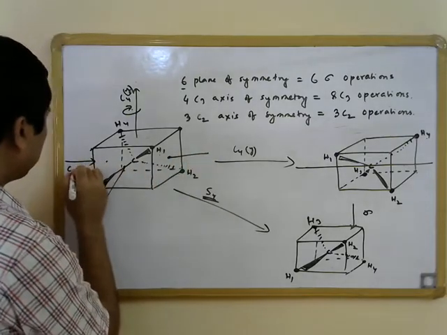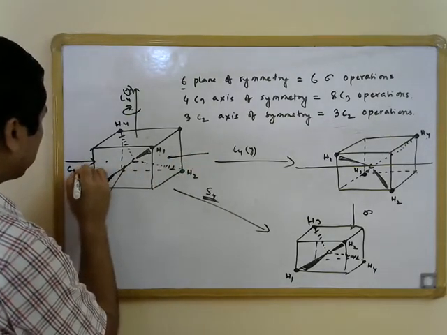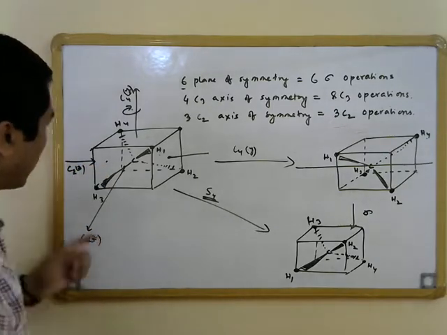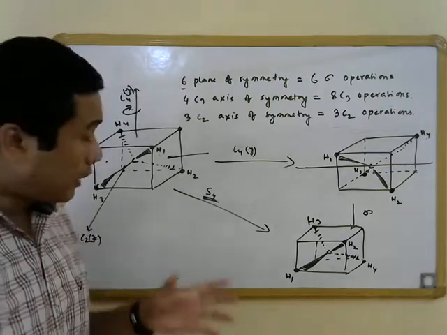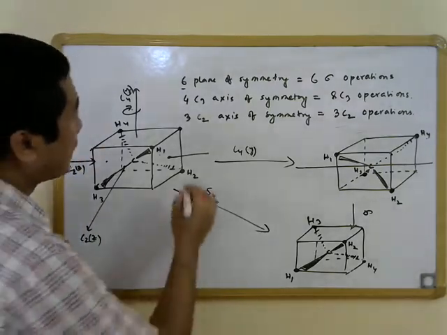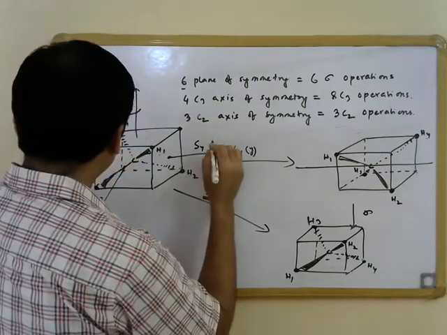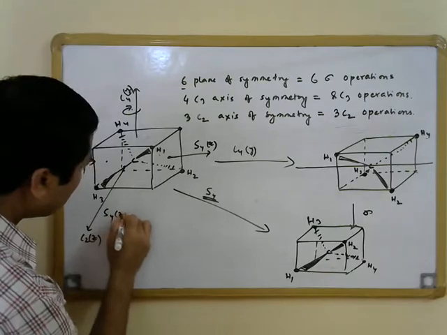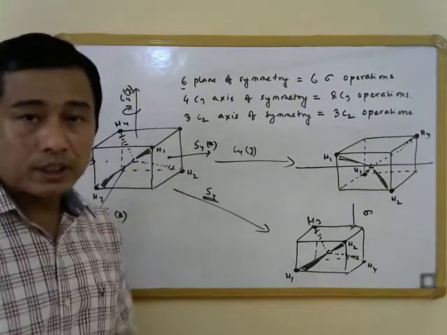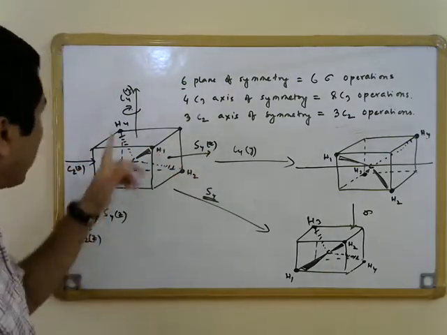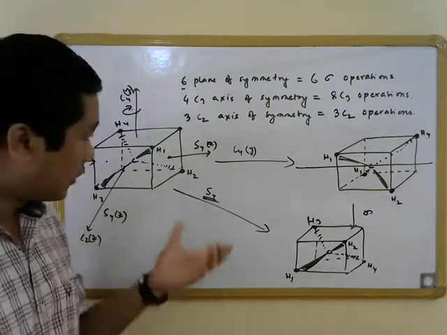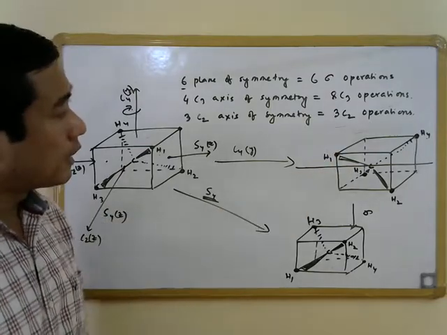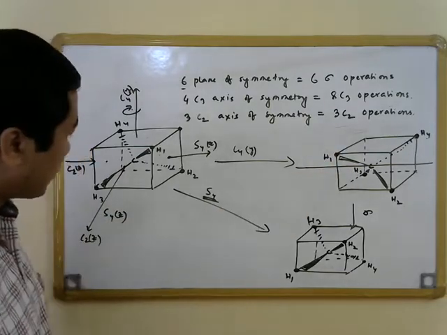So this was C2x and this was C2z, and collinear to these two C2 axes of symmetry there are also S4 axes of symmetry. So this is S4x, and then this we can label as S4z. Just to distinguish between these three S4 axes, we have used the x, y, and z references here, because we know that these axes are going to be collinear with the x, y, and z axis respectively.